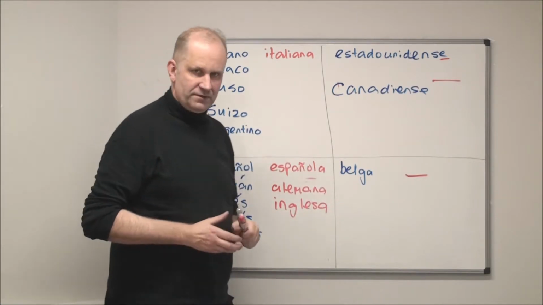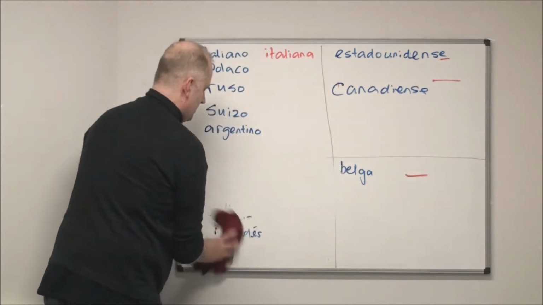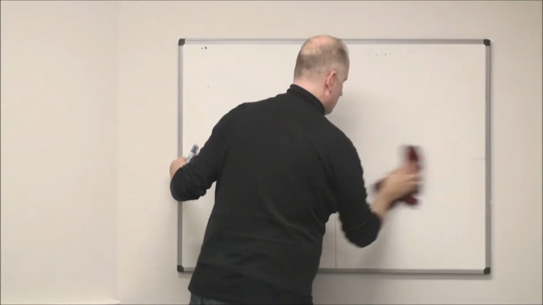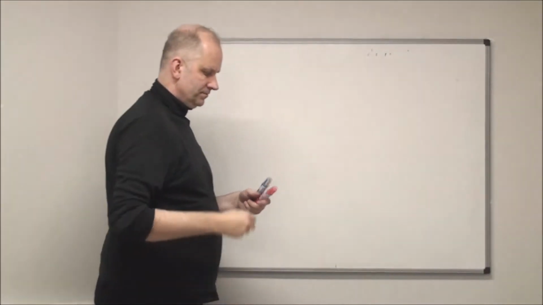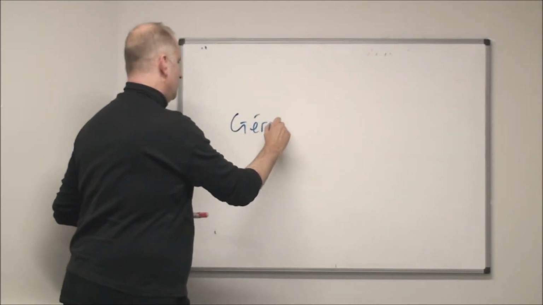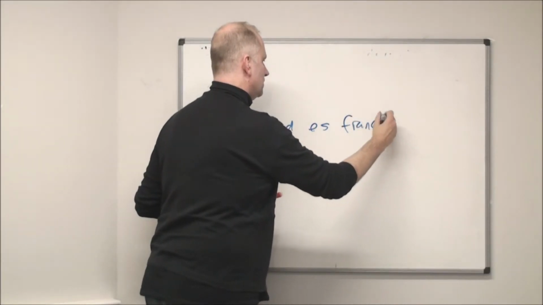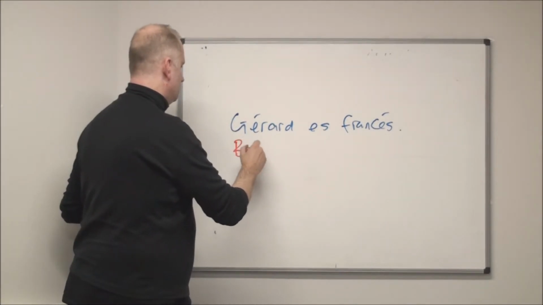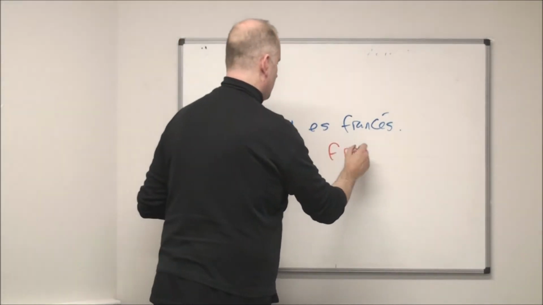Okay, so what we do now is think of some famous people and tell me their nationalities. What about Gérard Depardieu? We could say Gérard Depardieu is French, so it would be Gérard es francés. Okay, Brigitte Bardot is French, so Brigitte Bardot es francesa.